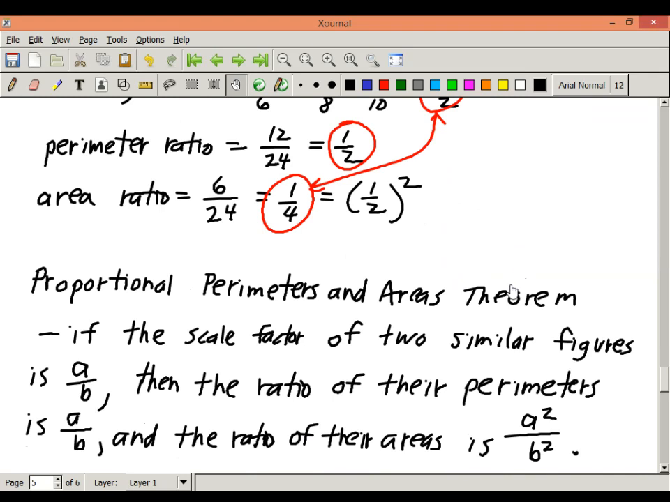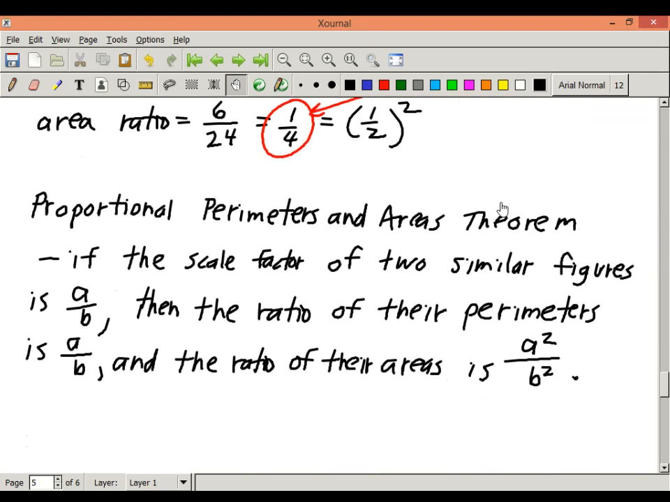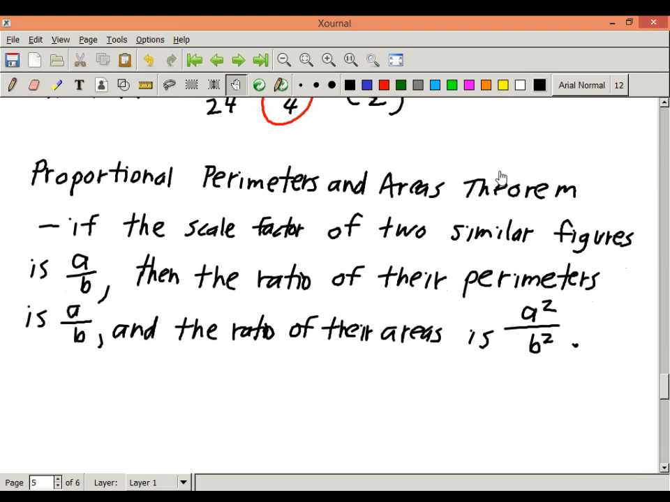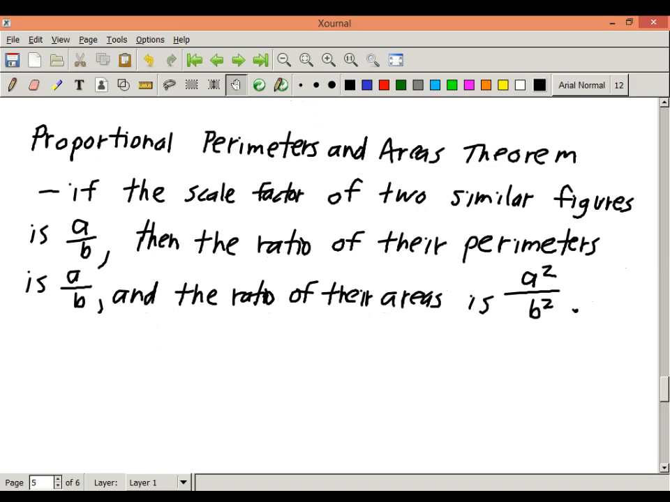So that's going to lead us to a theorem, and then we'll do one more problem. We're not going to prove this theorem. This is called the proportional perimeters and areas theorem. And what it says is, if the scale factor of two similar figures is A to B, then the ratio of the perimeters is the same. It's A to B. And the ratio of the areas is A squared to B squared.